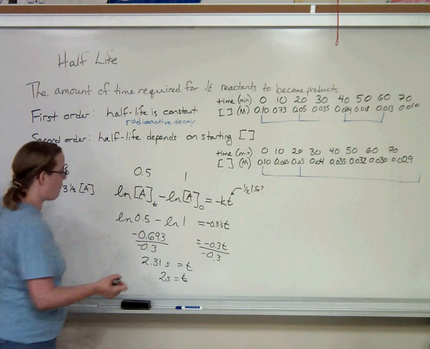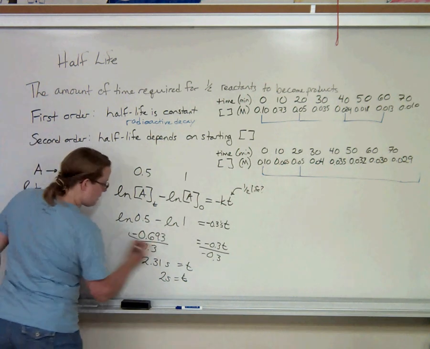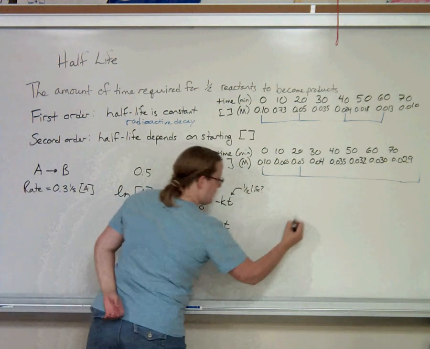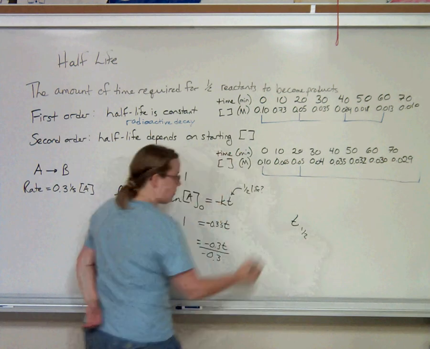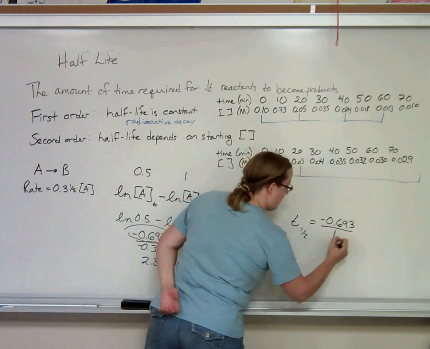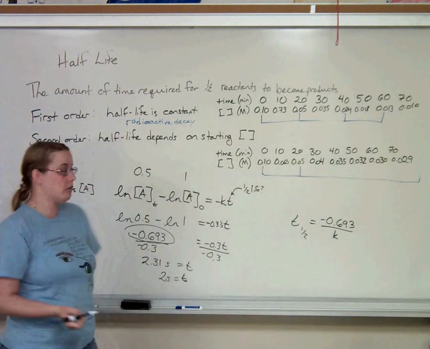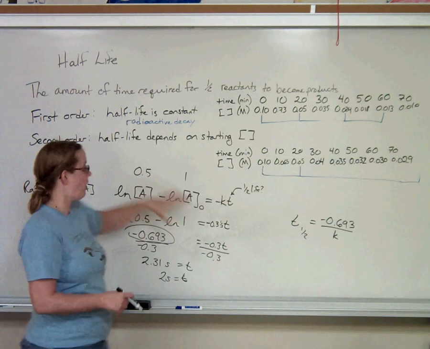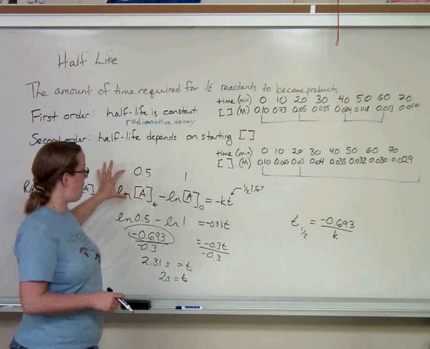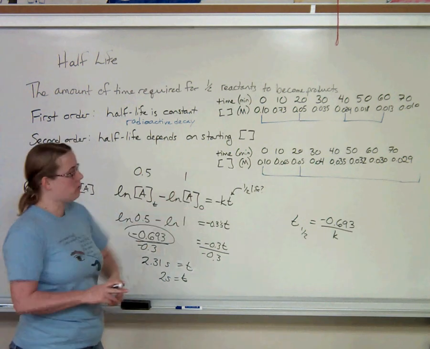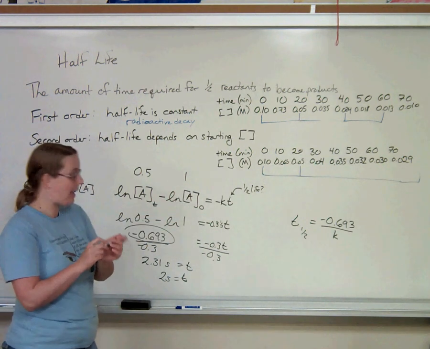So we found that this equals negative 0.693. We could just say that the half-life equals 0.693 divided by k, whatever k is for that reaction. So that's the half-life equation. If you forget that equation, don't worry about it, because you can just use logic to go back, use the equation you do remember, and figure it out again. But if you want to, you can just memorize that equation. All you need to know is k, and you can find the half-life.